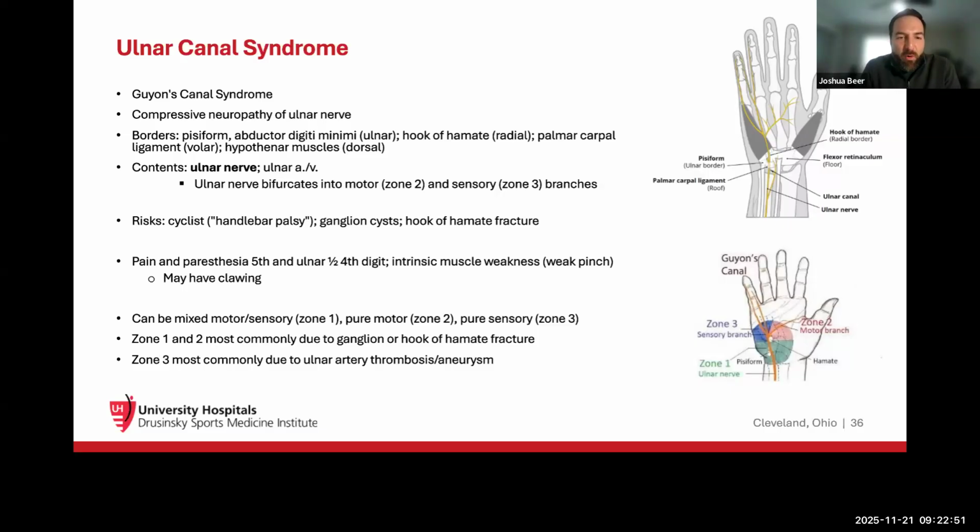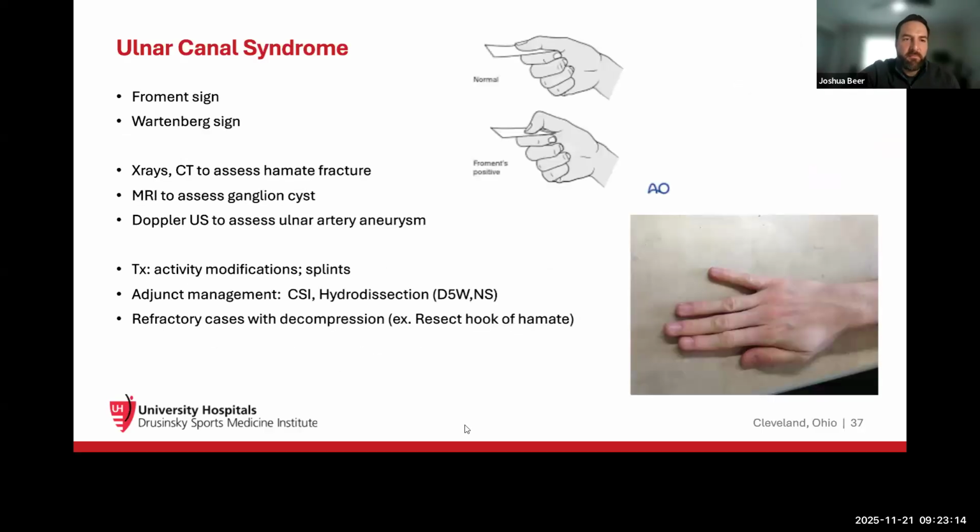It's also known as handlebar palsy, from repetitive compression of the ulnar side of the wrist. Other things that can cause it are ganglion cysts or acute fractures of the hamate. On presentation, they may have clawing of the 4th and 5th digits and intrinsic muscle weakness. Similar to cubital tunnel syndrome, you may get a positive Froment sign or a Wartenberg sign.